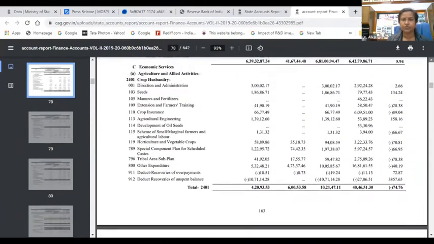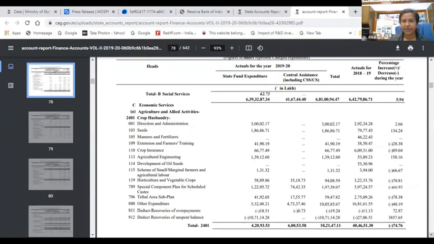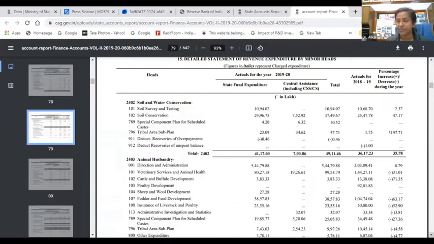Yes, this is 2401, economic services, agriculture and allied activities. How much the government has spent on crop husbandry in different items. This is the crop husbandry total, this much. Are you able to see that? This is the actual expenditure, not the allocation. Allocation you can get in the budget details, in budget documents also. But expenditure is available only through the Comptroller and Auditor General of India.